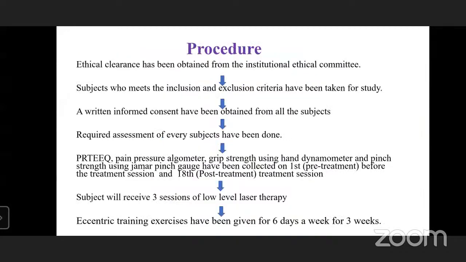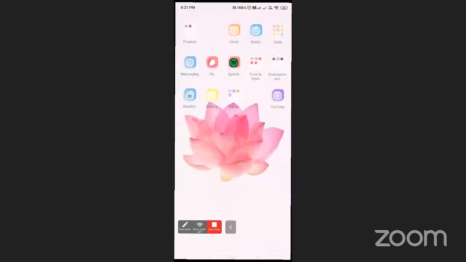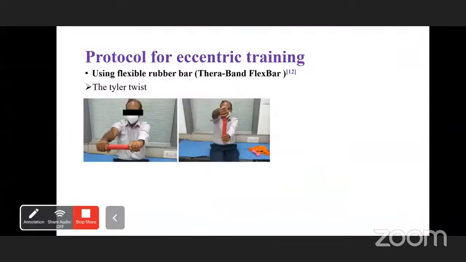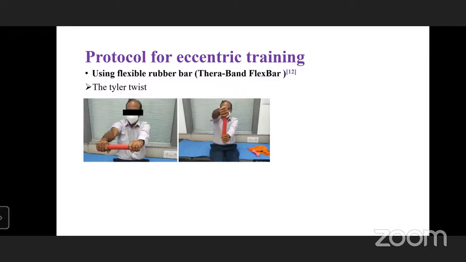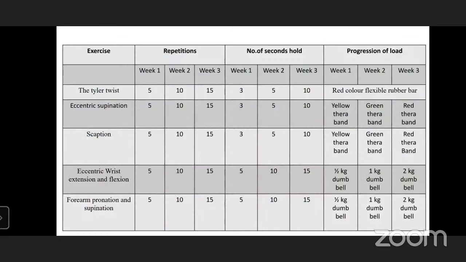Here the weekly progression has been given for the repetitions, the number of seconds of hold, and the progression of load. For Tyler's twist, we have to start with 5 repetitions and gradually progress to 15. And the holding seconds can be progressed from 3 seconds to 10 seconds. For eccentric supination, same, from 5 to 15 repetitions, and the seconds of hold will go from 3 to 10. And you can progress the load by using yellow TheraBand at the beginning, green at the second week, and red TheraBand at the third week.